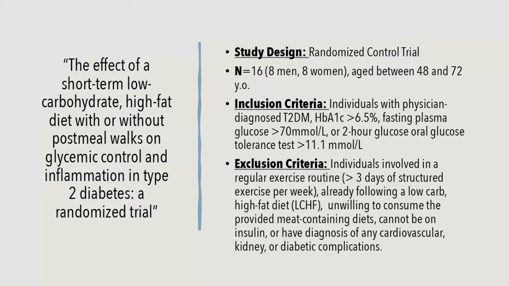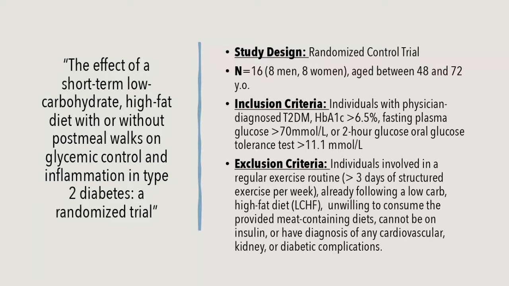The number of participants was low mainly because it was made to be a pilot trial, to promote future studies to occur. Some of the inclusion criteria included individuals with physician-diagnosed type 2 diabetes, an HbA1c greater than 6.5%, a fasting plasma glucose greater than 70 millimoles per liter, which is actually pretty low, I would say, for a criterion, and a 2-hour oral glucose tolerance test of greater than 11.1 millimoles per liter.